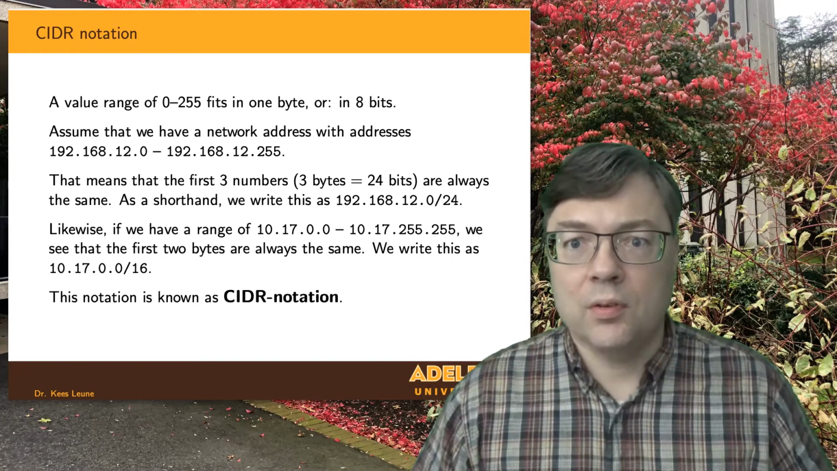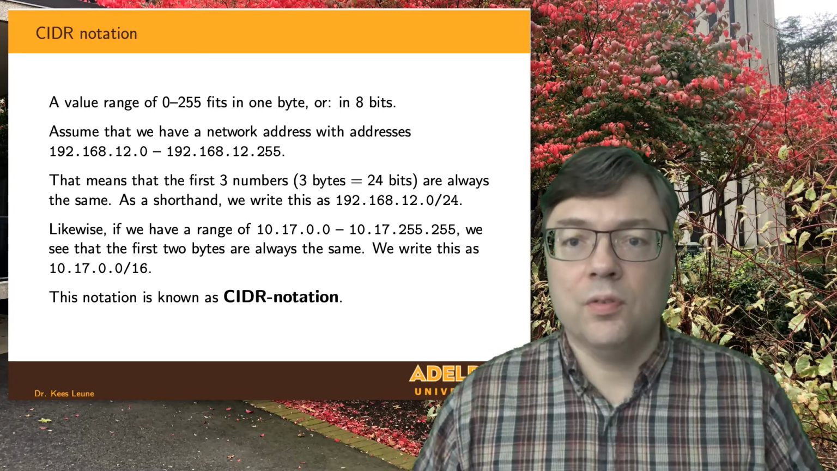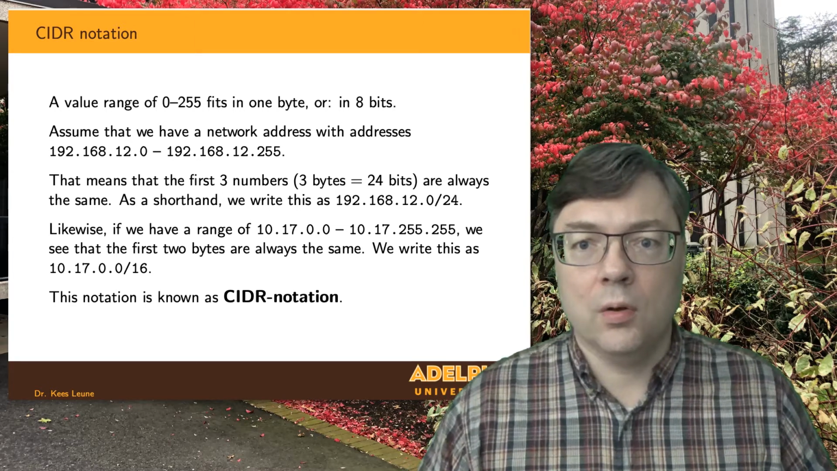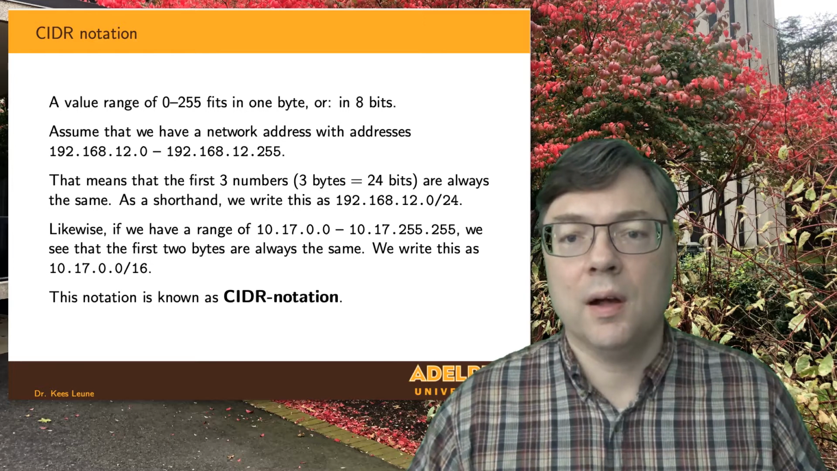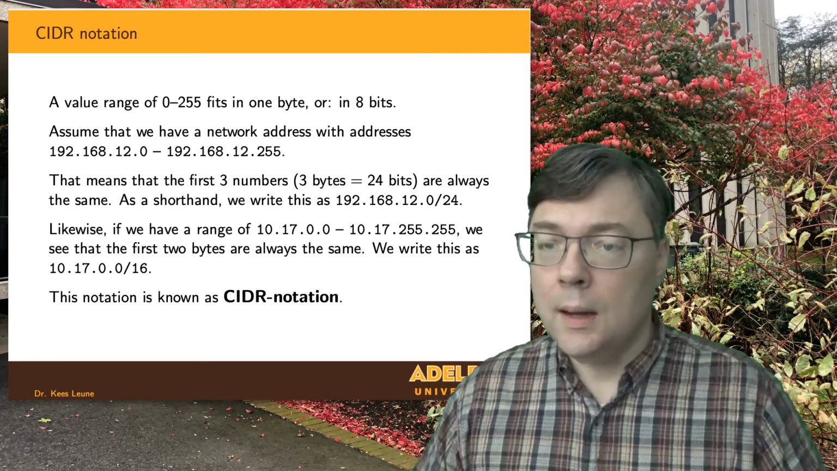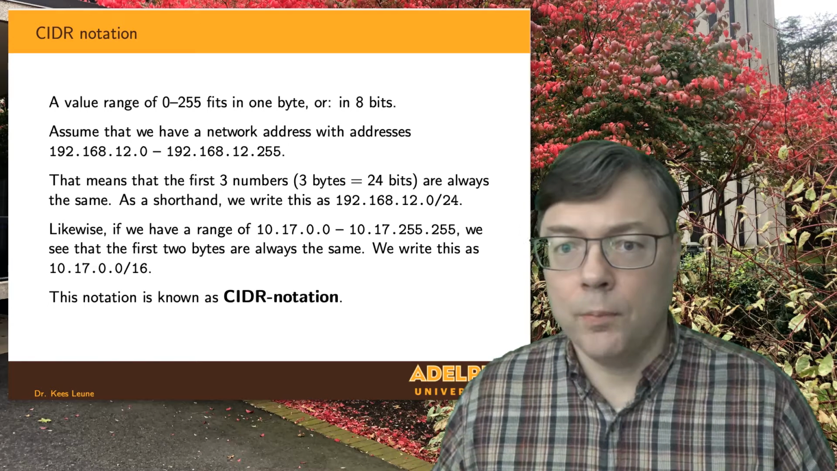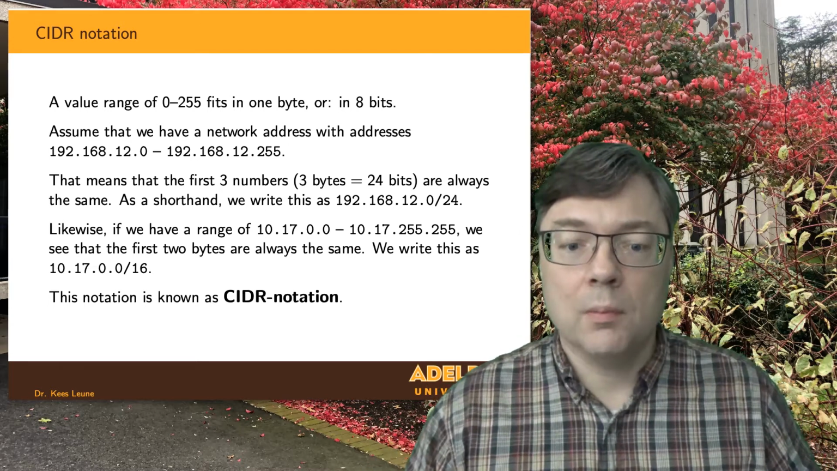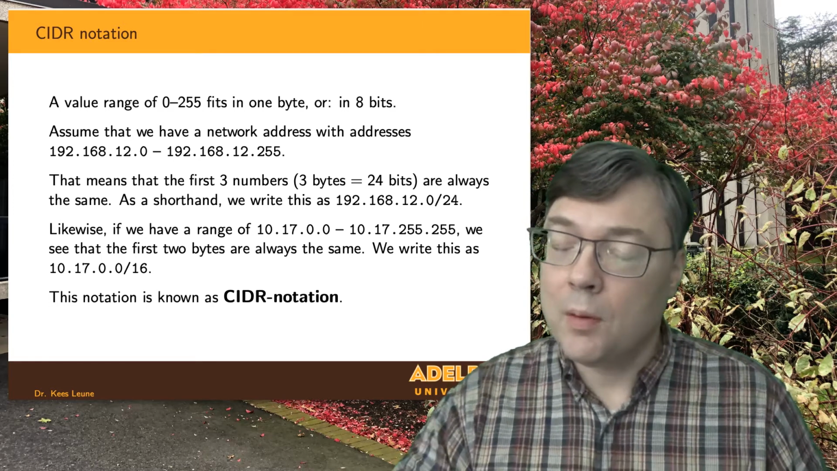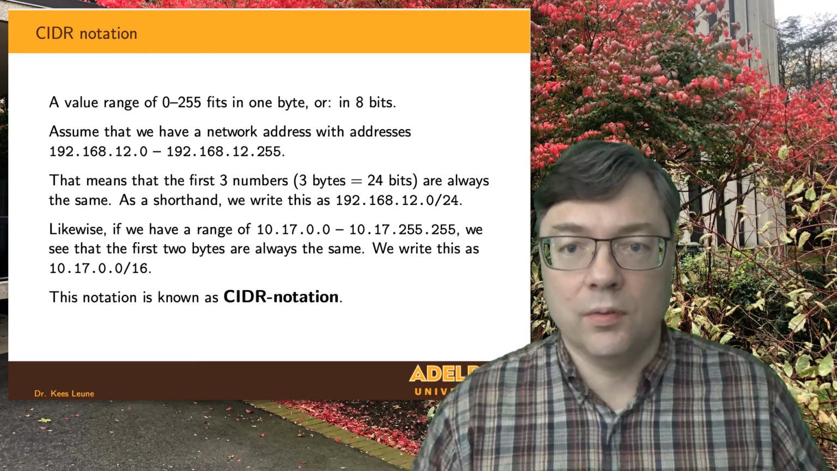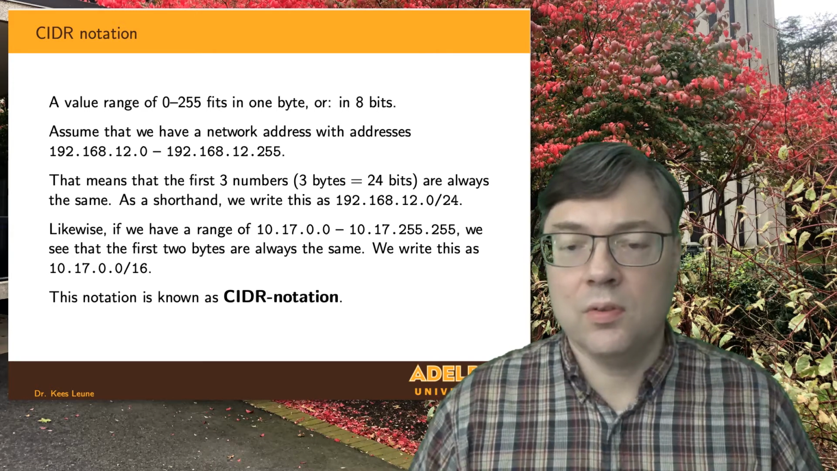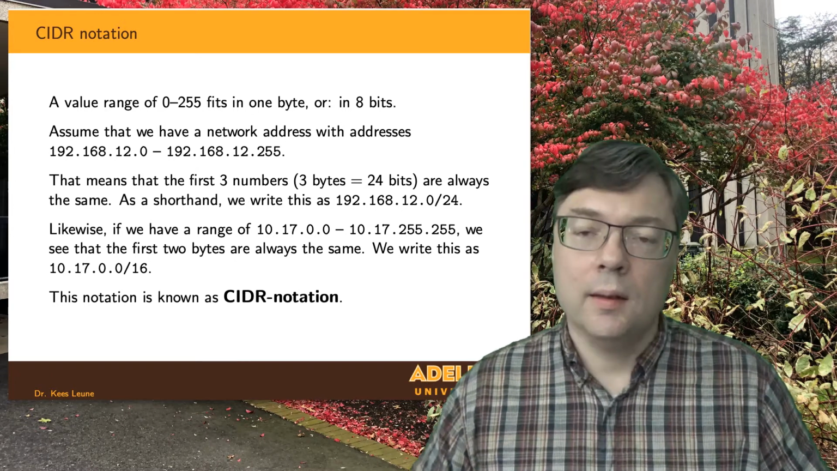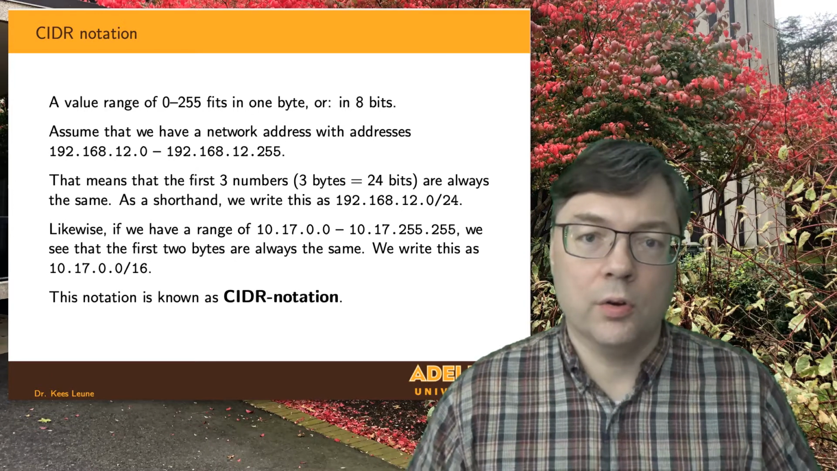We do the same thing, for example, if we would write an IP address range of 10.17.0.0 all the way up to 10.17.255.255. Now the first 3 are not fixed. Only the first 2 are fixed. So the first 2 positions are fixed. That means the first 2 bytes are fixed. That means the first 16 bits are fixed. And I can write this as 10.17.0.0/16. That notation is known as CIDR notation.